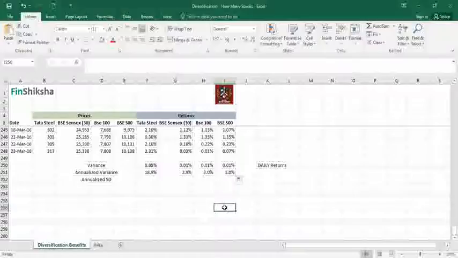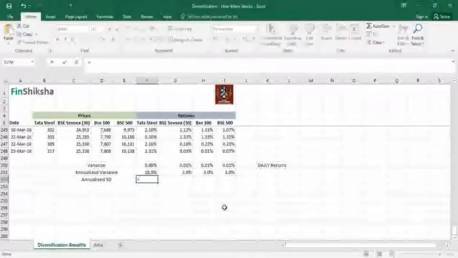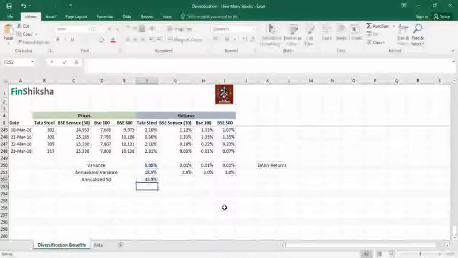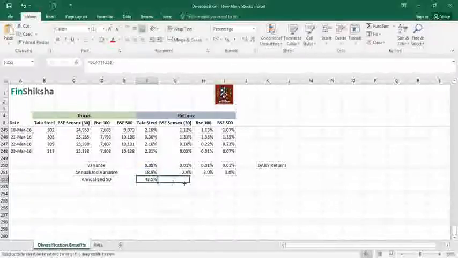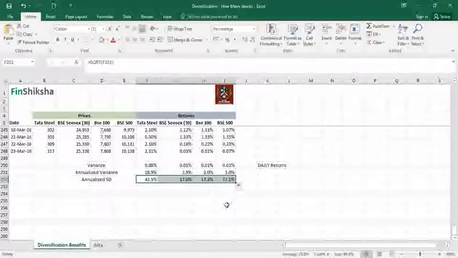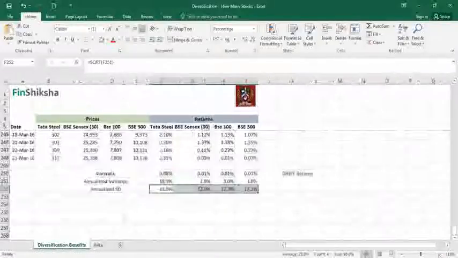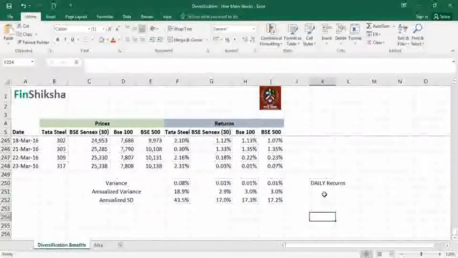Now, the next stage in this discussion is to look at the annualized standard deviation, because we're talking in terms of standard deviations. Remember, standard deviation is the square root of variance. So I can just find the square root using a function called sqrt, and we get the square root of variance, which is 43.5%.